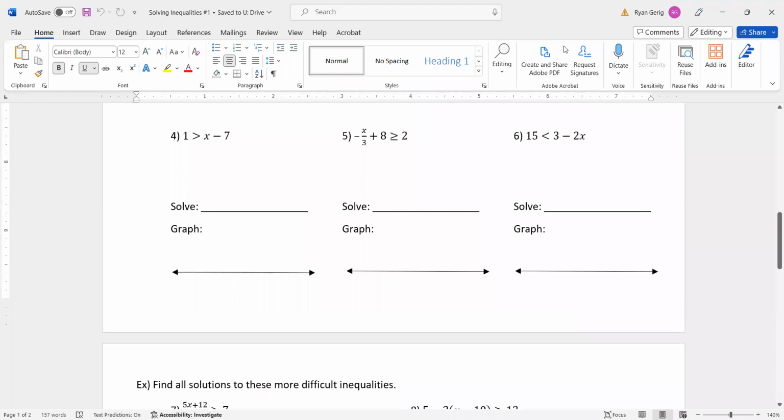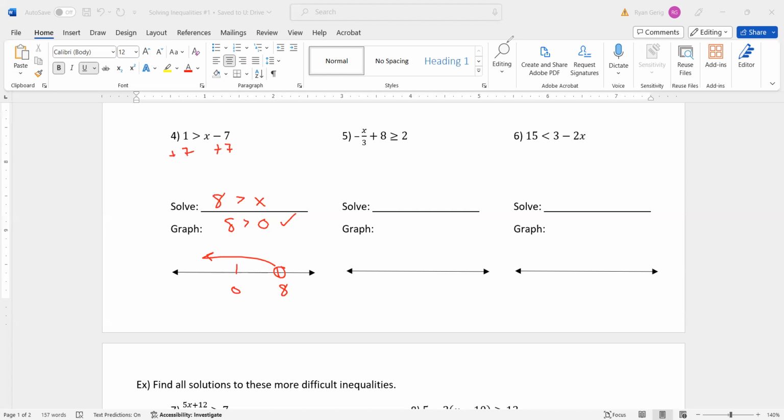Number 4, variables on the right-hand side this time. Makes things a little tricky if you try to use shortcuts. I'm going to add 7. 1 plus 7 is 8, is greater than x. 0 in the middle, 8 is to the right. Open circle here. That's not equal to. I'm going to use test points again. 8 greater than 0. That's a true statement. So I'm going to shade towards 0.